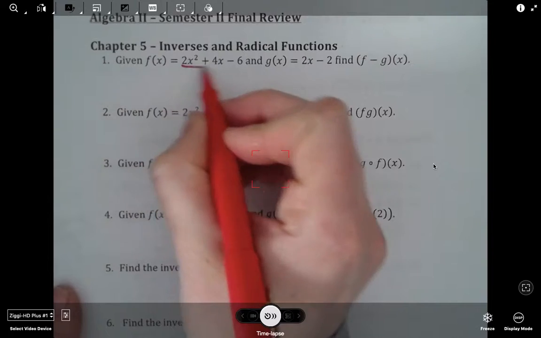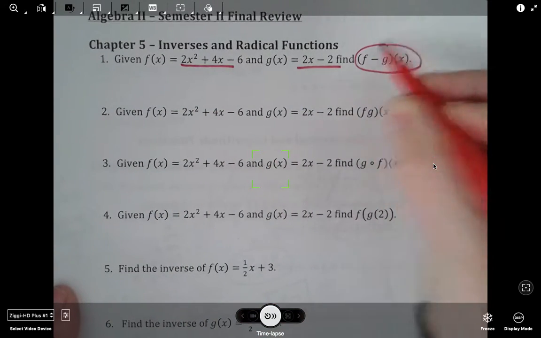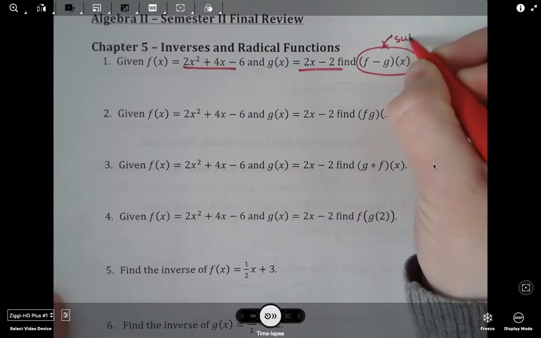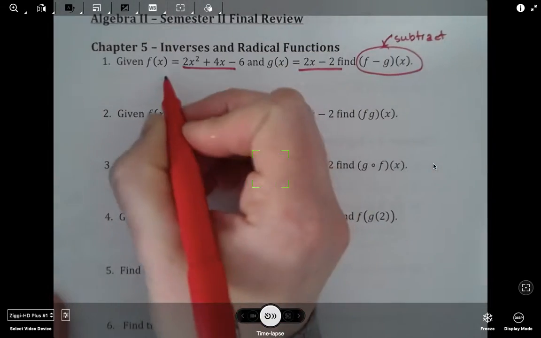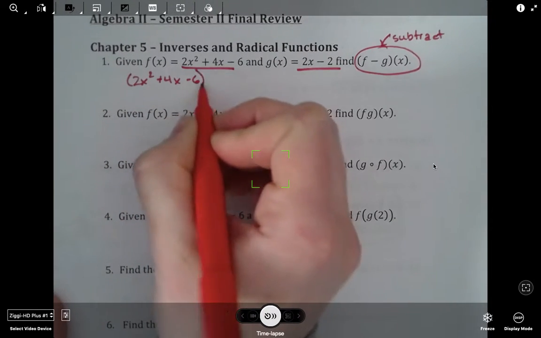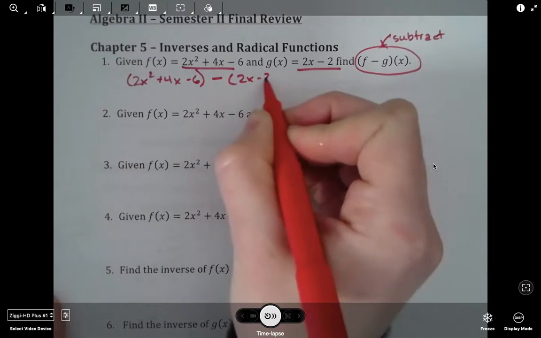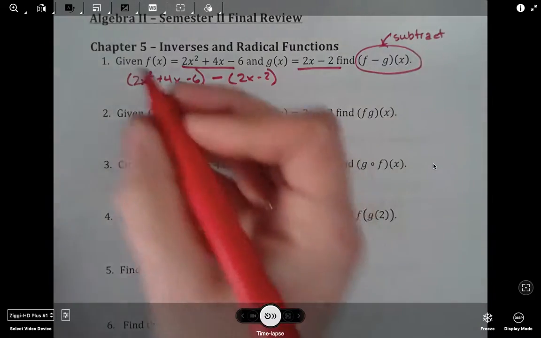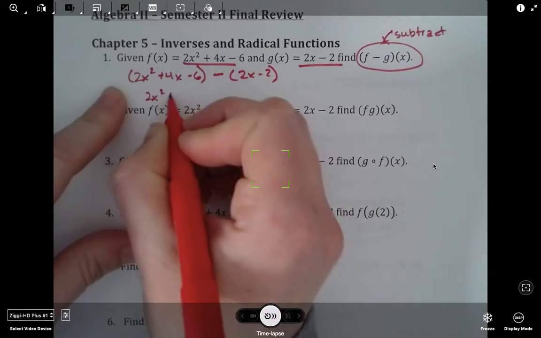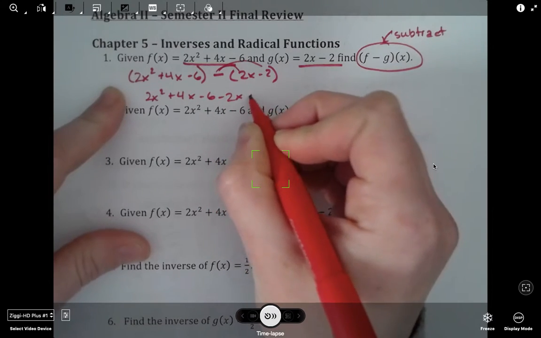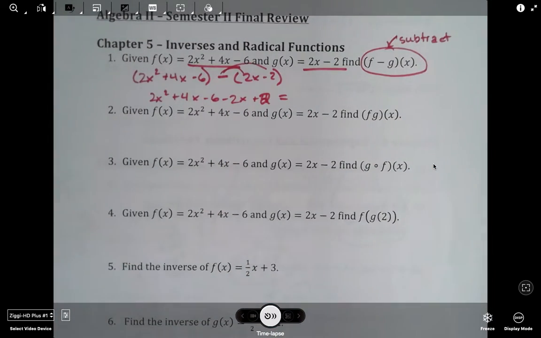They give us two functions, this one here, and they want us to do this to it. What does that mean? Subtract, right? Okay, so I'm just going to write 2x squared plus 4x minus 6, and you are subtracting 2x minus 2. I put them in parentheses like that because the minus sign you have to be careful of. You have to distribute it through. So this 2x squared plus 4x minus 6 stays, but this minus goes negative 2x plus 2, excuse me. And then what?